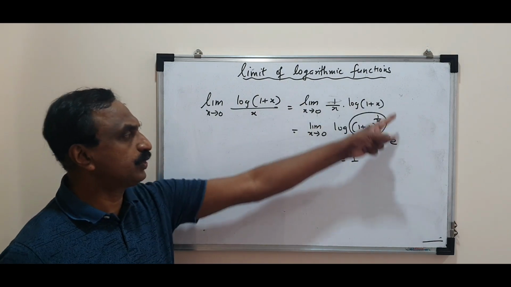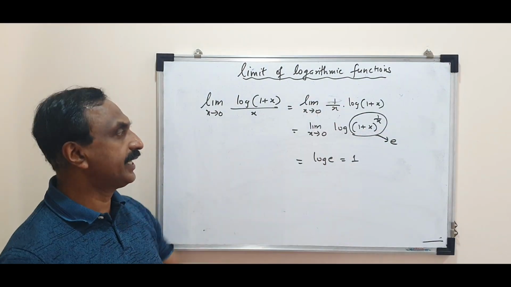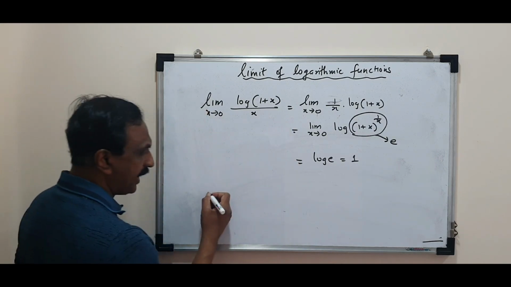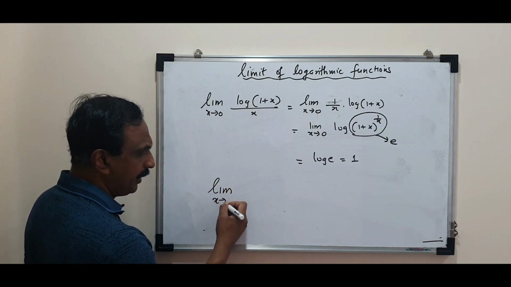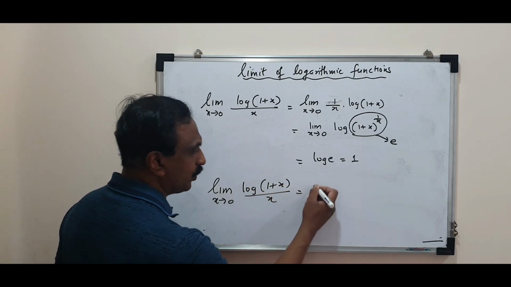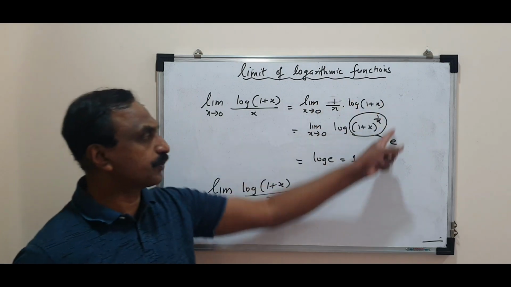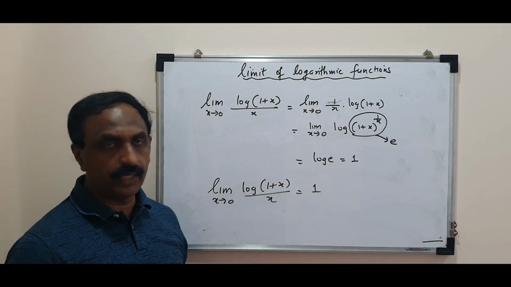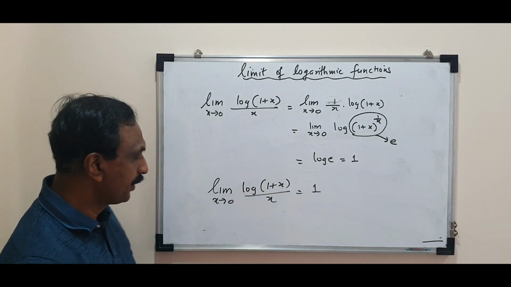So you don't have to do this whole process. This is just for understanding I have done. Directly I can write, I'm removing this. Directly from this I can conclude limit x tending to 0, log of 1 plus x upon x is 1. I don't have to do this process. Don't try to do this process when log is there. Log is there, just remember this limit formula: log of 1 plus x upon x when x tends to 0.